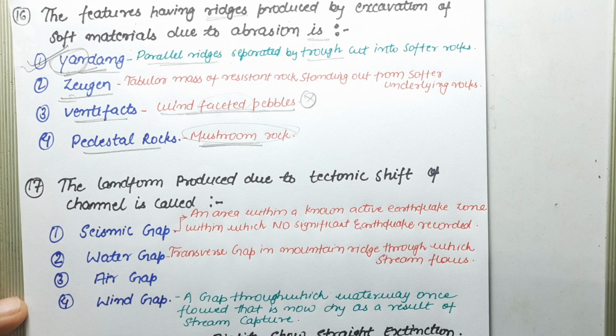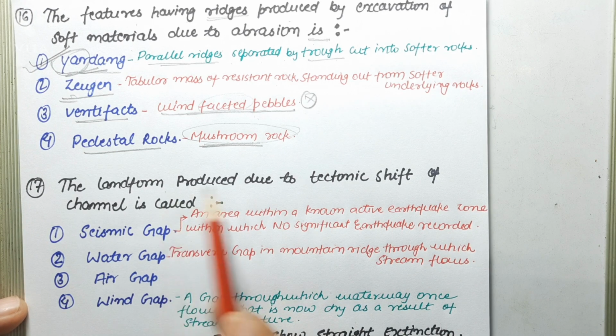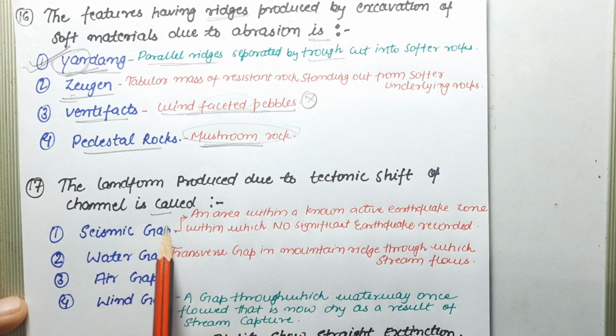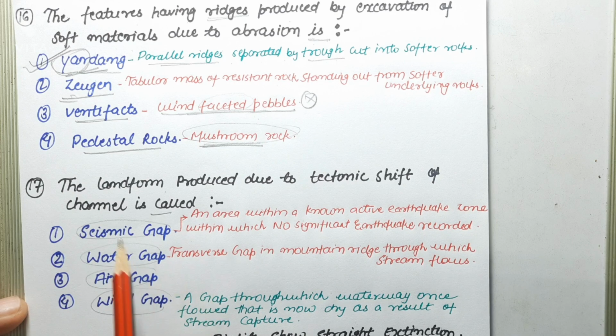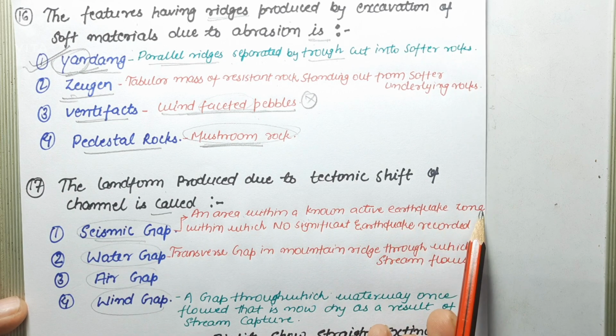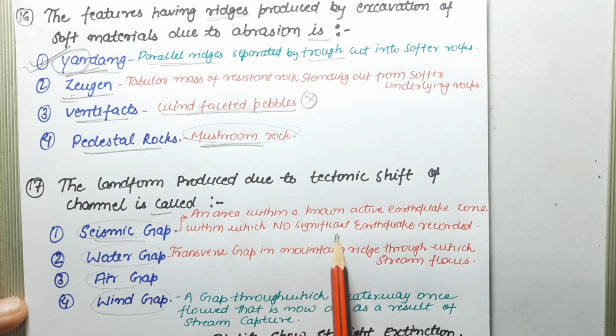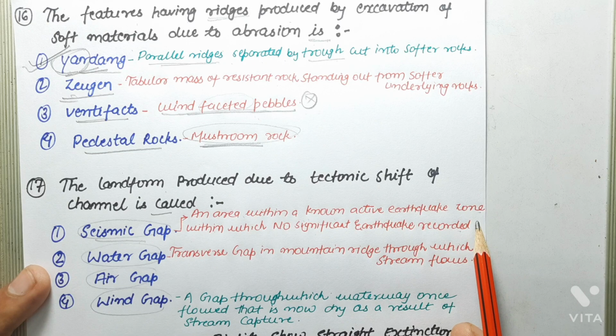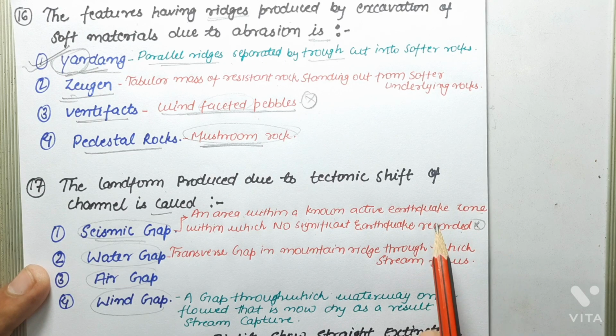Next question says, the landform produced due to tectonic shift of channel is called. Again, we have to understand all these four terms to answer this question. First one is seismic gap. Seismic gap is an area within a known active earthquake zone within which no significant earthquake has been recorded. So this is not the correct statement which is asked in the question.